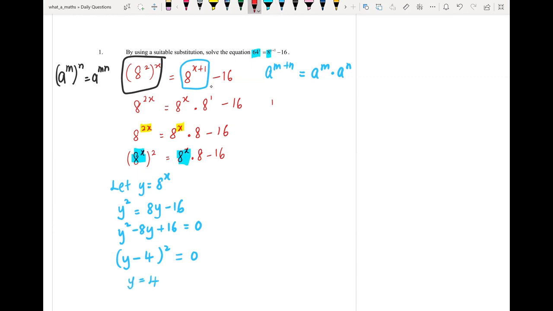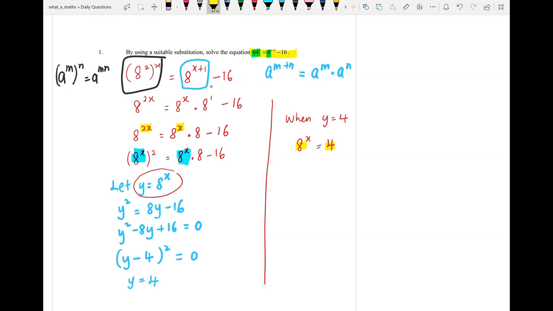However, I'm not interested in y. The question wants me to find x. So I'm going to find what is x when y is equals to 4. Go back to the substitution. 8 power x is equals to 4.